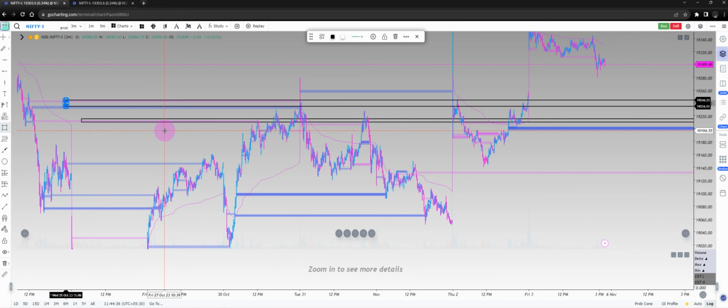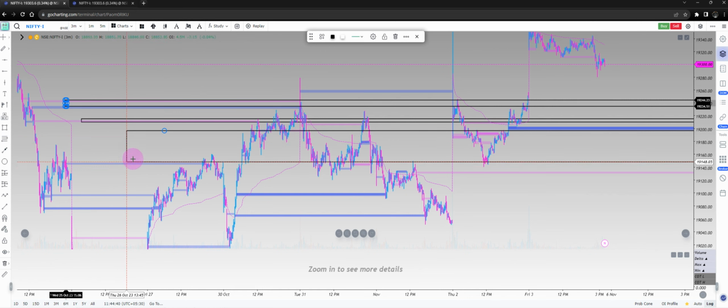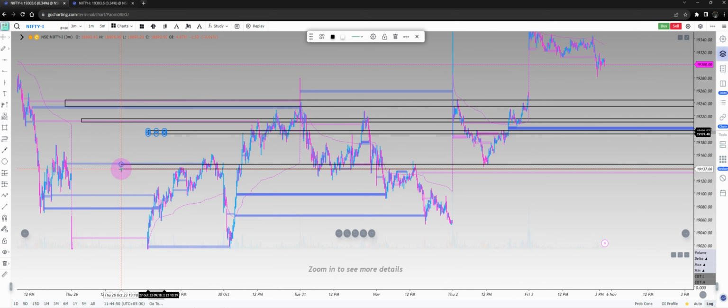So the next one is somewhere here, and the last one is somewhere this. Okay, we just go to, so that we can monitor the Thursday session. So these are the imbalance levels coinciding, if you see, with the support and resistance levels.